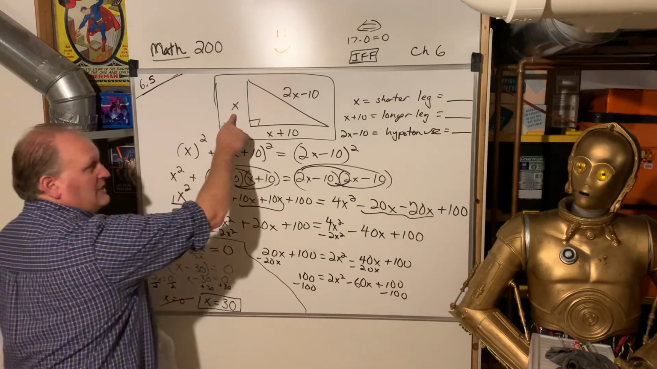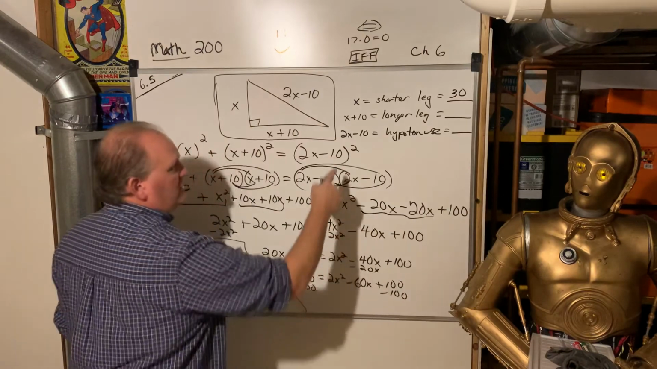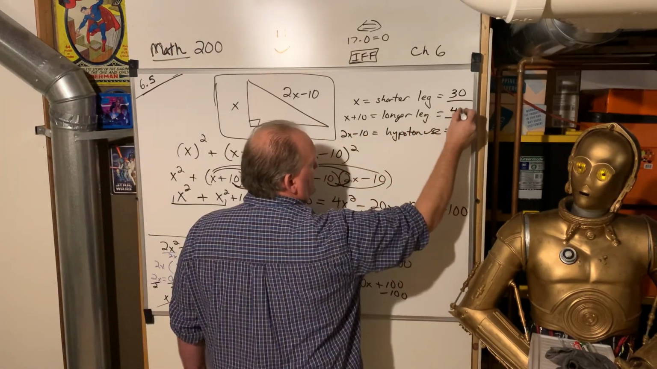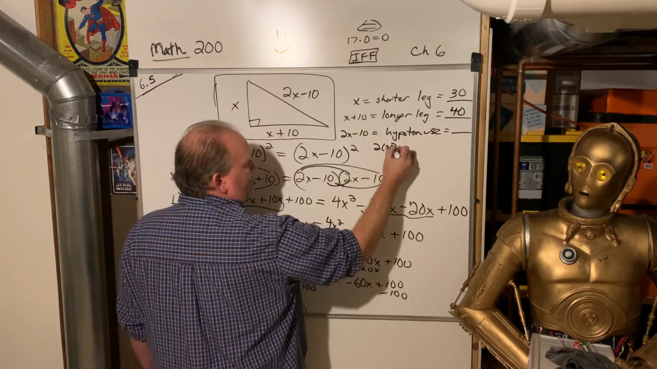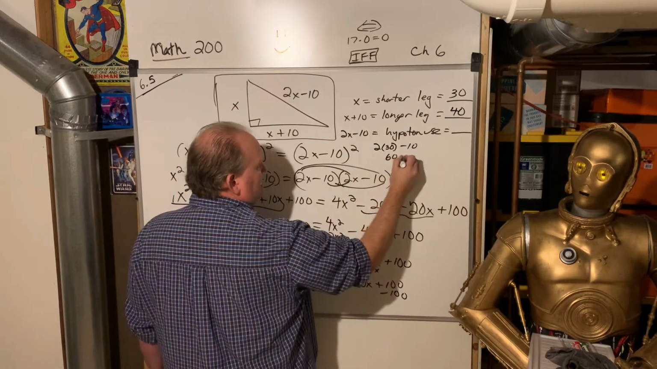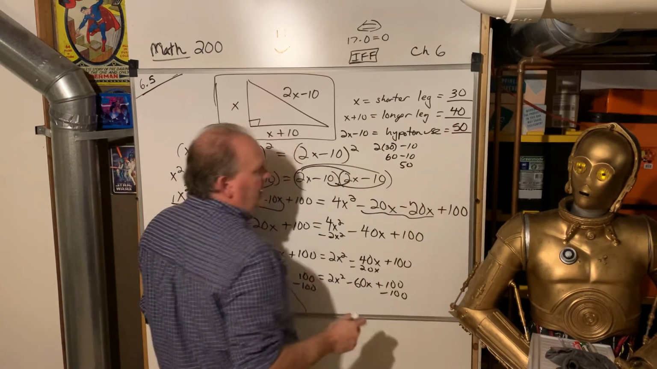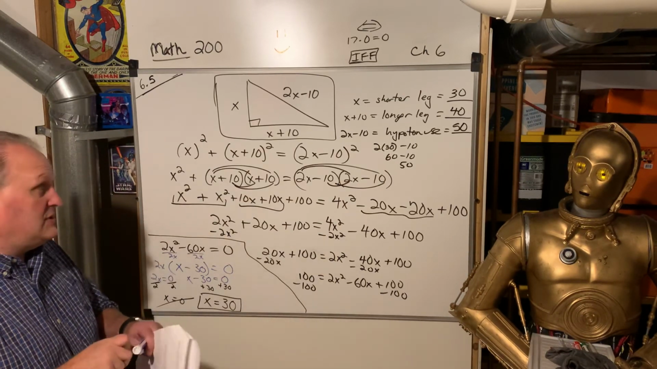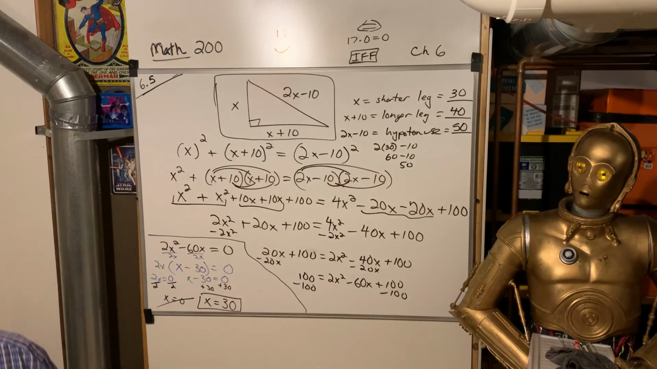So if I put 30 in there, that's my shortest leg. And then if I put 30 here, 30 plus 10, that's 40. And then if I put 30 there, 2 times 30 minus 10, that's 60 minus 10, that's 50. Oh, of course, a 3, 4, 5 triangle. Yep. So 30, 40, and 50 are the answers. But that was one heck of a problem. All right.